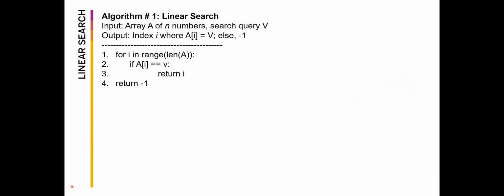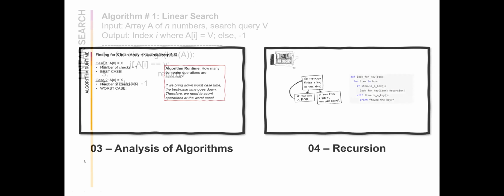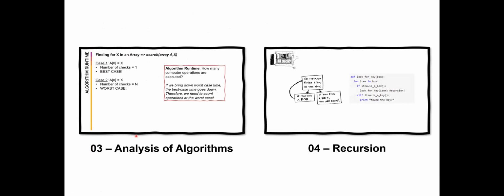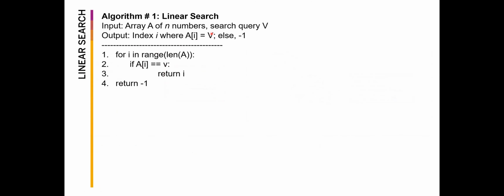Let's discuss the basic search algorithm, what we call the linear search. This is similar to the slide where we discussed the analysis of algorithms. We're doing a basic search, or linear search, where we have an array of n numbers and a search query v. The goal is that the algorithm will output where the element v is within the array, and if it's not in the array, it will output -1. If you look it up online, you might see it output null. In our case, instead of null, we just output -1.